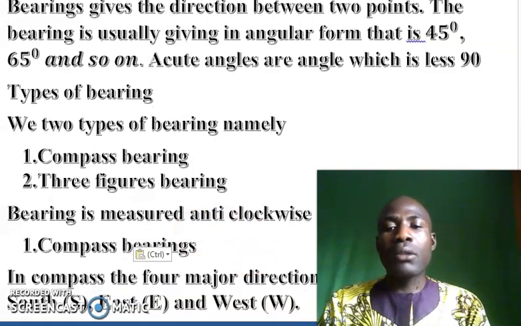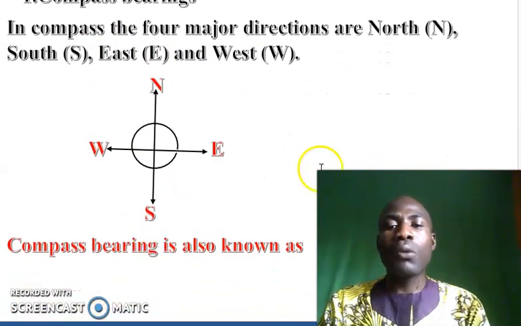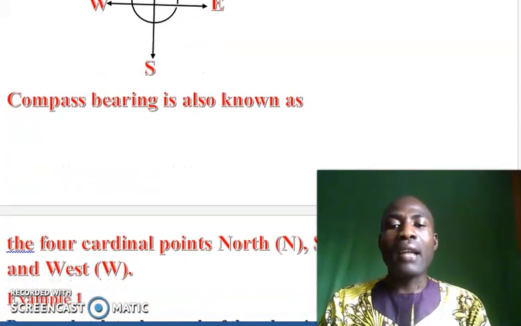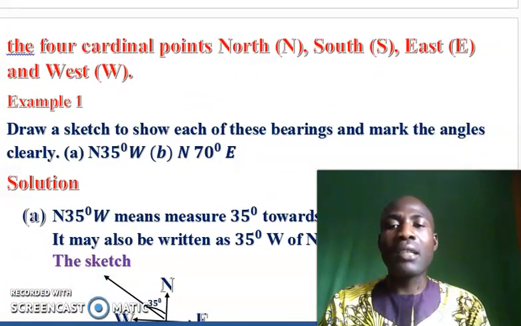And we pick on the number 1, we talk about the compass bearing. We say in compass bearing, the 4 major directions are north, south, east, and west. And we're able to draw the compass bearing, which is this one here. This is the diagram for compass bearing. We say compass bearing is also known as the 4 cardinal points, that is the north, the south, the east, and the west.